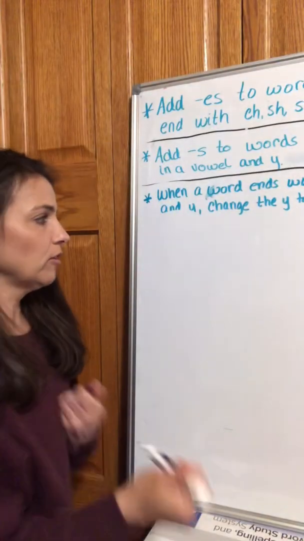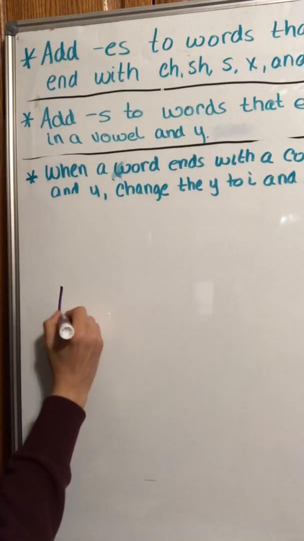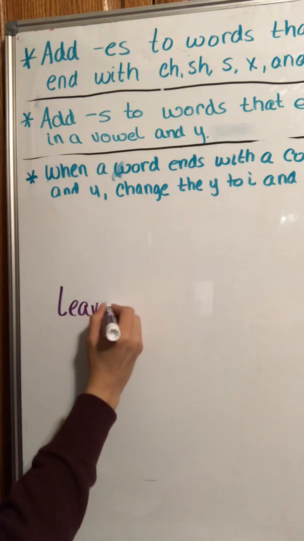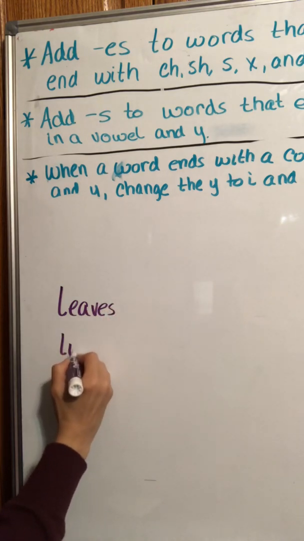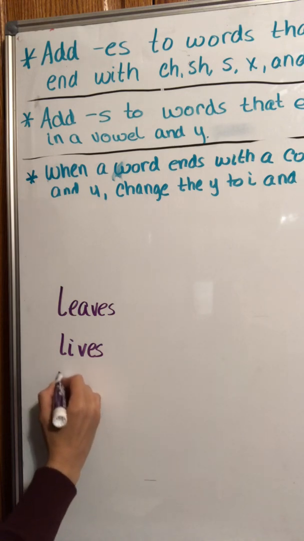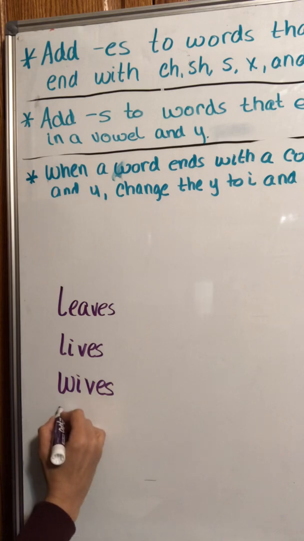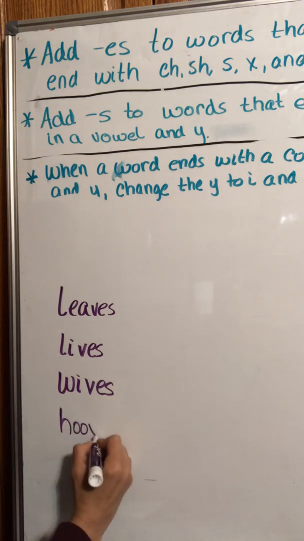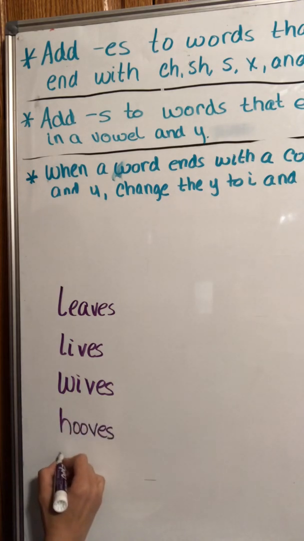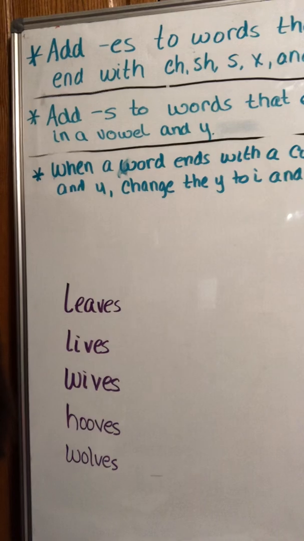So let's get started. Look at my words. Here we have leaves, lives, wives, hooves, and wolves. Hopefully you can see those. These are some pretty intense words.